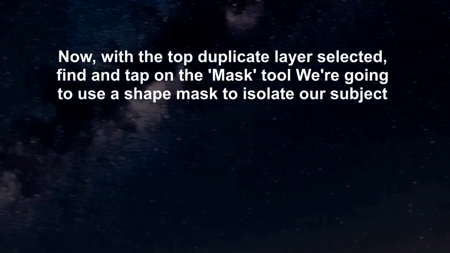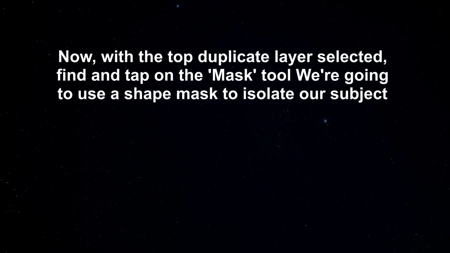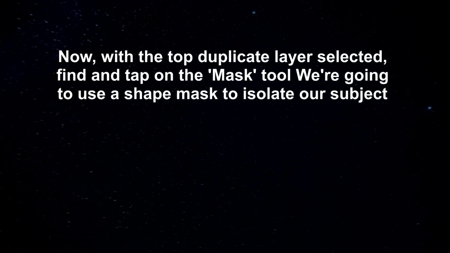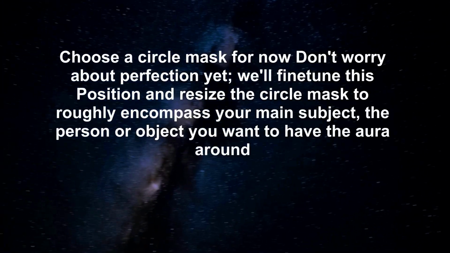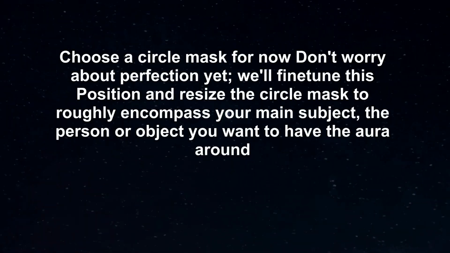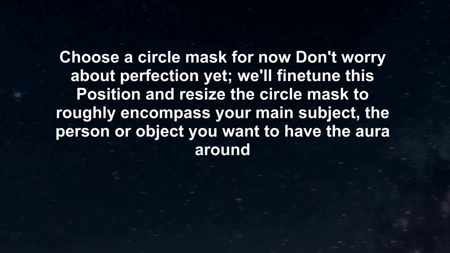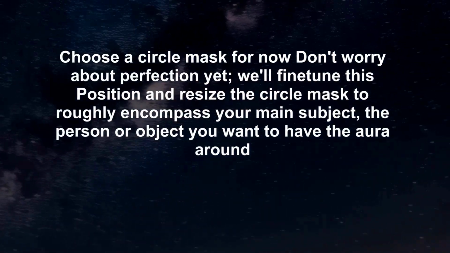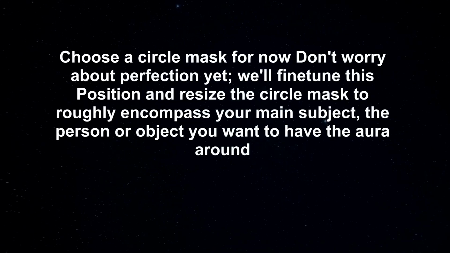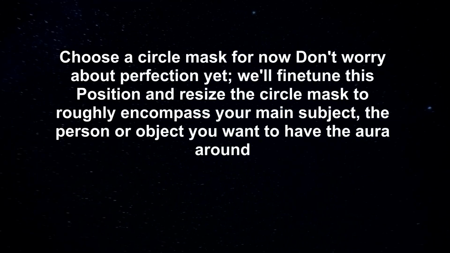Now, with the top duplicate layer selected, find and tap on the mask tool. We're going to use a shape mask to isolate our subject. Choose a circle mask for now. Don't worry about perfection yet. We'll fine-tune this position and resize the circle mask to roughly encompass your main subject, the person or object you want to have the aura around.